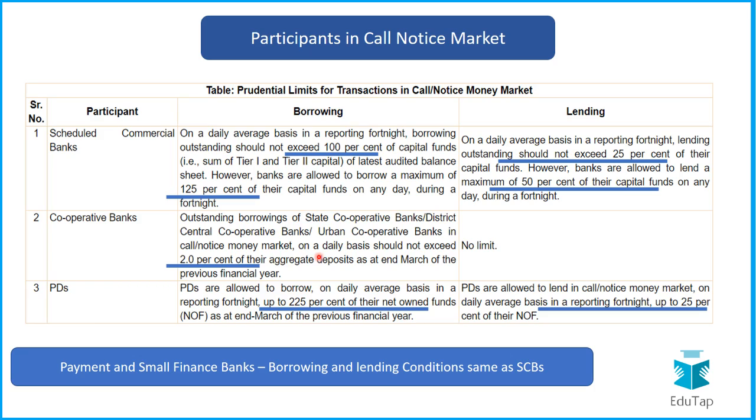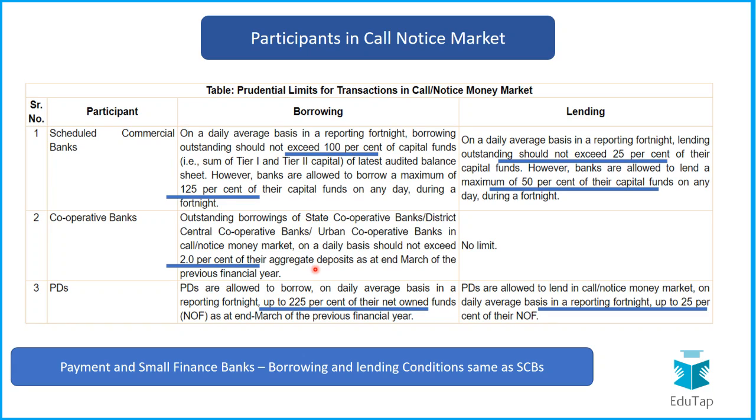For cooperative banks, there is no average number for a 15-day period, but on a daily basis they should not borrow more than 2% of their aggregate deposits for the previous financial year. So if we are in 2019 May, then up to March 31st, what were their aggregate deposits? That is the previous financial year. 31st March comes under the previous financial year.